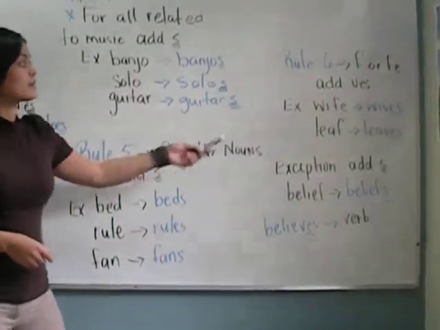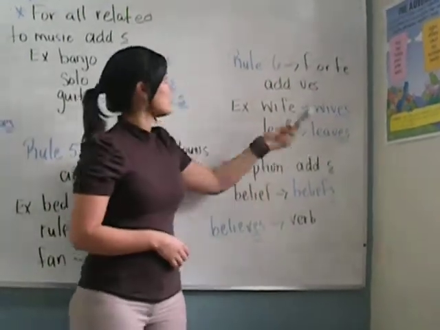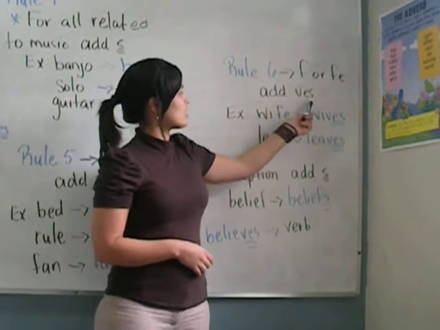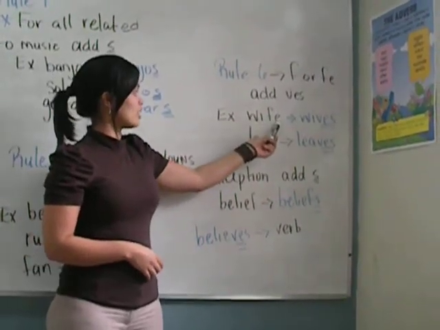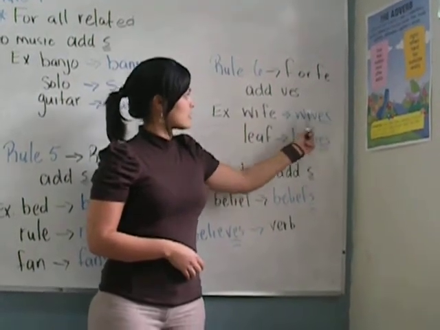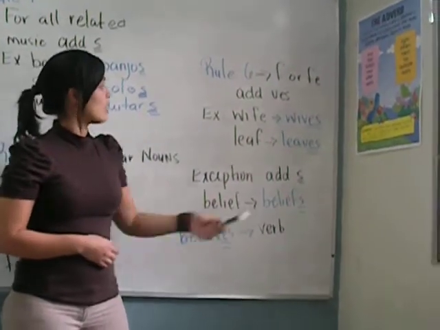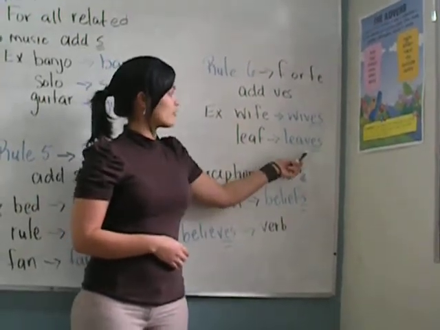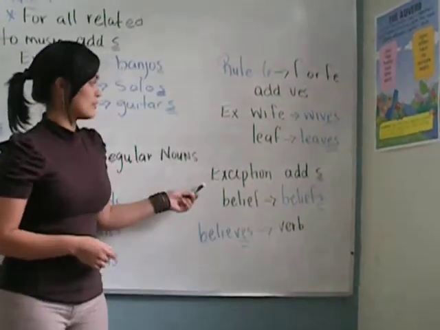Okay? Rule number 6 is the rule of the F or FE, okay? Equals adding VES. Examples, wife. Ends in FE, we're going to cancel FE and switch it for VES, wives. We have leaf. Ends in an F, we're going to cancel that F, switch it for a VES, switches to leaves, okay? There are some exceptions.